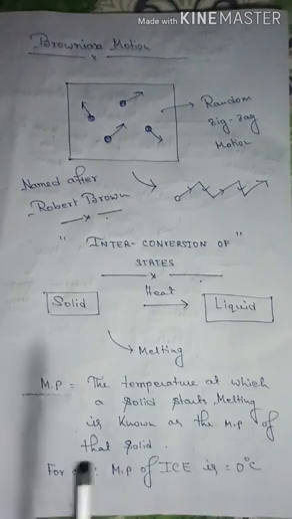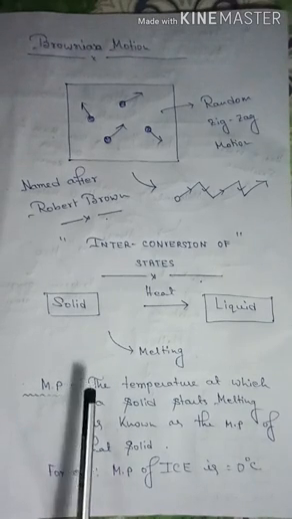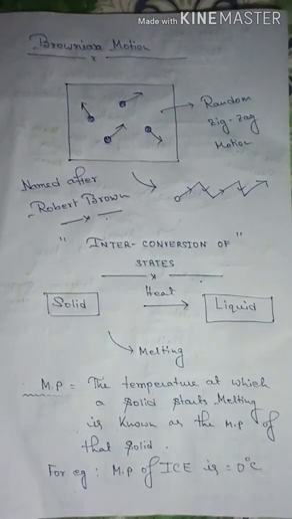Now we have to know what is melting point. The temperature at which a certain solid starts melting is known as the melting point of that solid. For example, ice melts at 0 degree centigrade. Ice starts melting at 0 degree centigrade. Therefore, the melting point of ice is 0 degree centigrade.